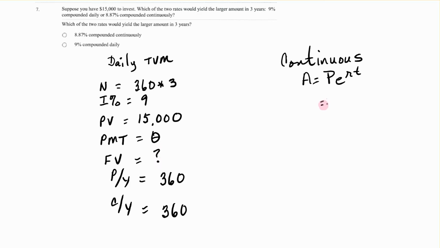Continuous, we will do 15,000 E raised to the interest rate, which is 0.0887 times the time, which is 3 years. P times E to the R times T power. All right, so I've got two different calculations to do, different ways in my calculator.